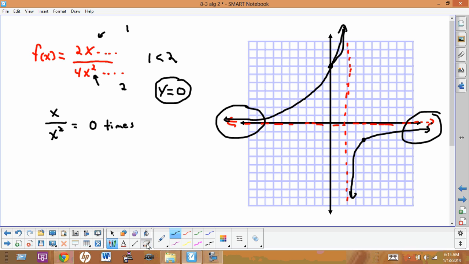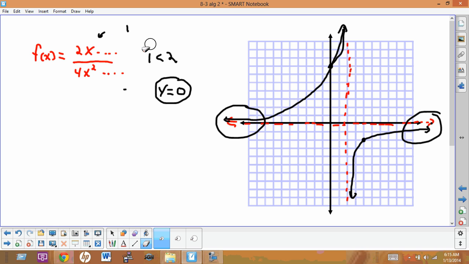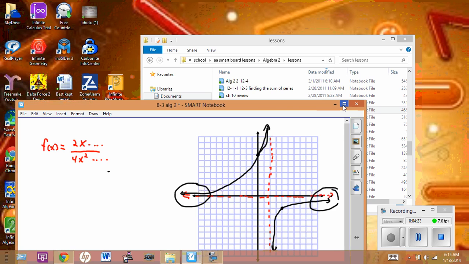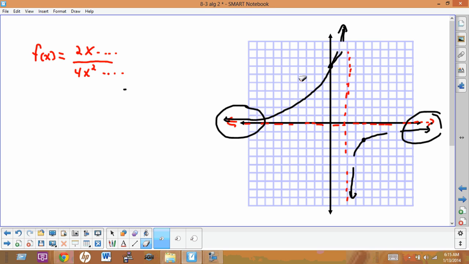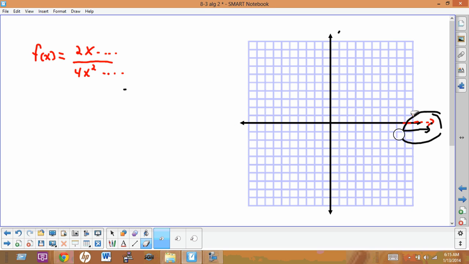Okay, let's look at another example. So there's one case, and that case is where the power on the numerator is less than the power on the denominator, and that's y is 0. Let's go ahead and pick a new problem. Okay, so let's change our problem up and look at the next case.